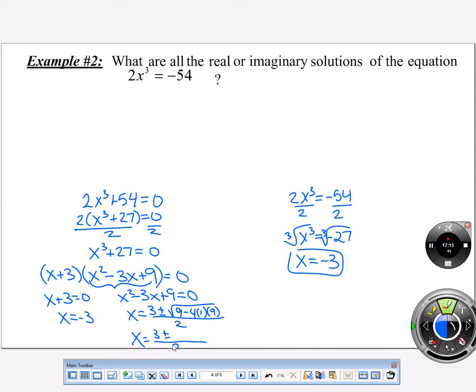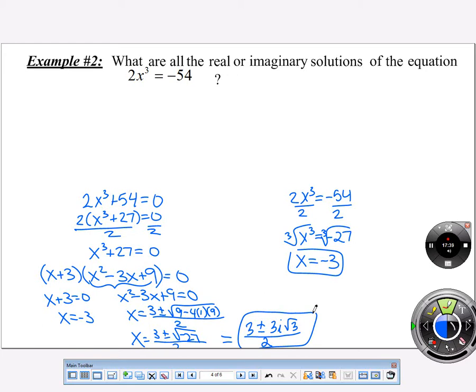Okay, so 9 minus 36 is negative 27. All right. The square root of 27 is 3 radical 3. And because it had a negative in the radical, I'm going to include the i. So those are my complex solutions that go with that.